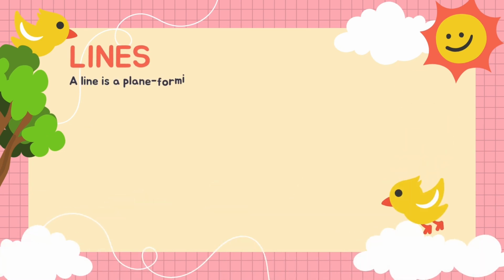Line. A line is a plane-forming element or shape consisting of a collection of points. Line properties. The properties of the line are as follows. 1. It has no base and end. 2. It has no thickness. 3. Can be extended on both sides to infinity.